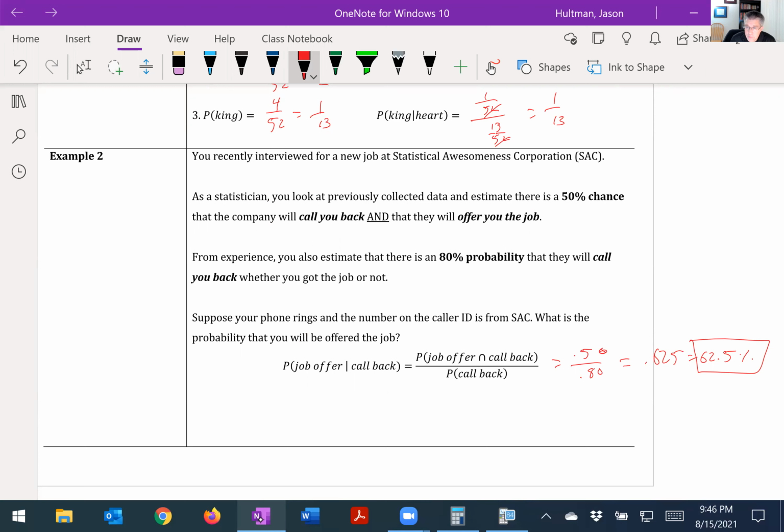Okay, 80% of the time they're going to call you back. 20% of the time you're not going to get a call. So 80% of the time you will get a call, and 62.5% of the time you'll get a call and you'll get the job.